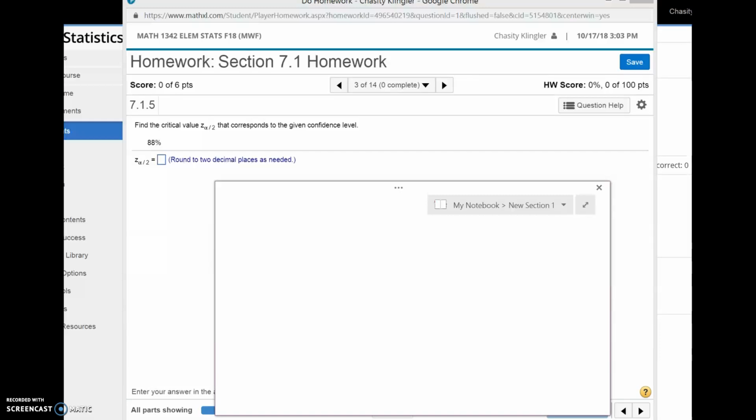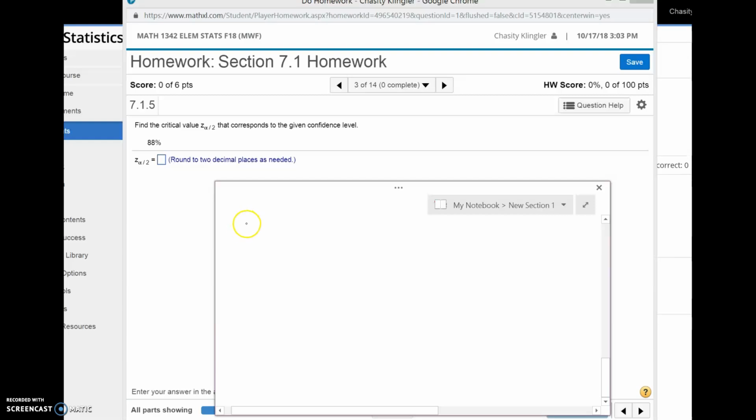In section 7.1, you're going to be asked to find the critical value. This is read Z alpha divided by 2. That's just a subscript. It's kind of giving you the location or what they want there. So that corresponds to the given confidence level of 88%.